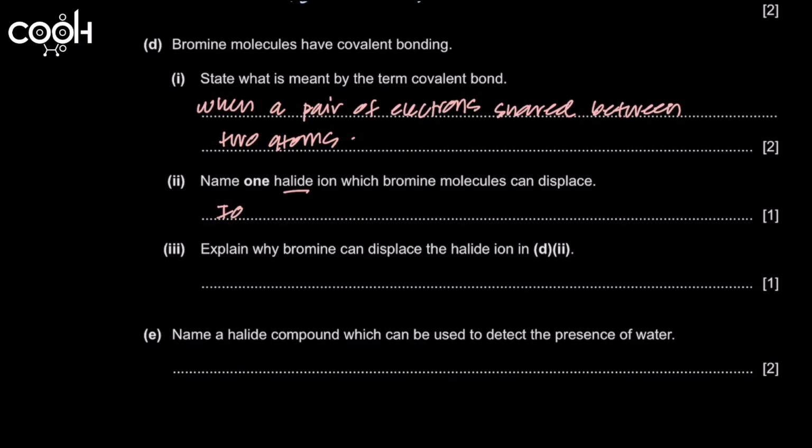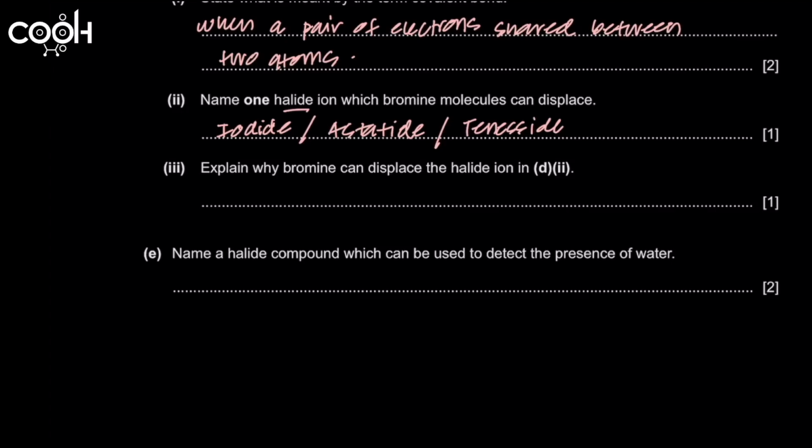So it can displace the iodide ion, I-O-D-I-D-E, iodide. It can displace your astatide, A-S-T-A-T-I-D-E, and it can displace tennesside. And why can it displace it? Because they are less reactive than bromine, right? Or you could say bromine is more reactive. You can add either or.